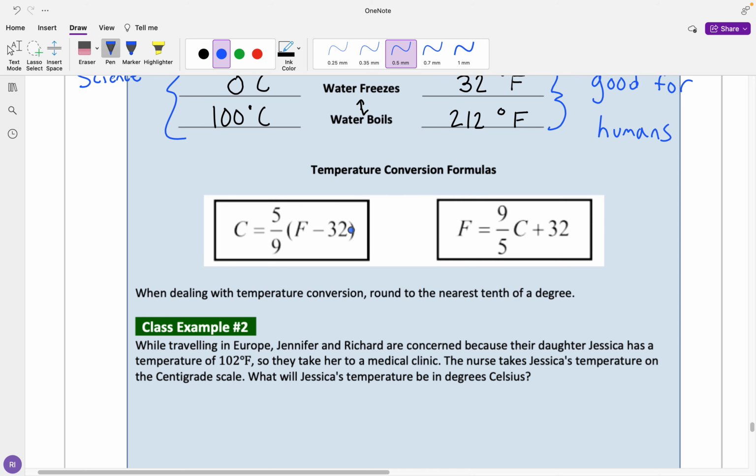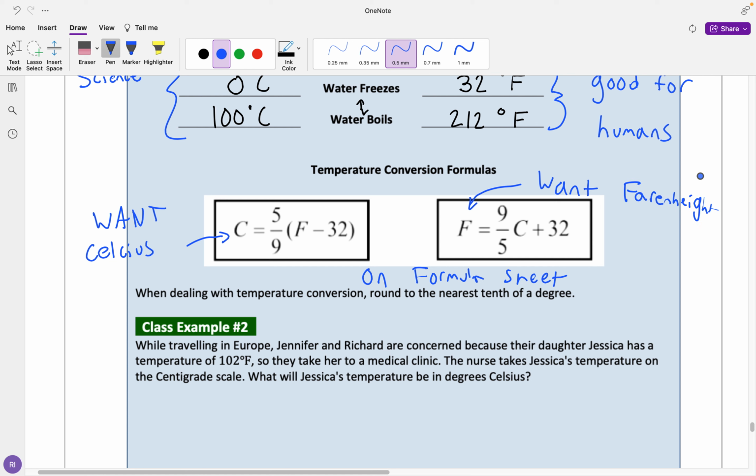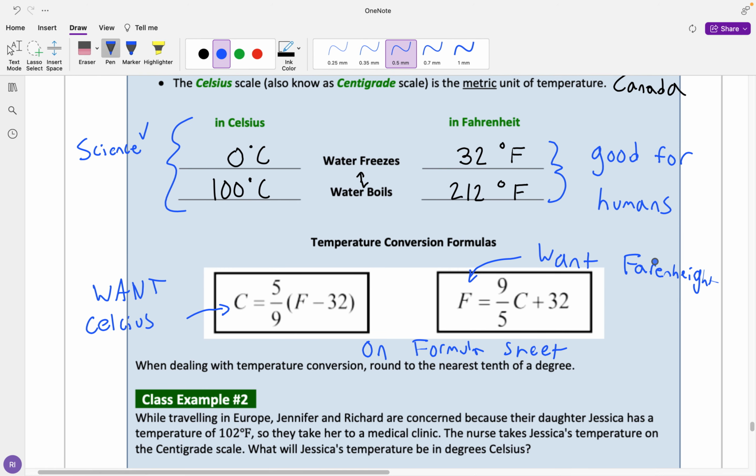Now, these are not things that you have to memorize. They're on the formula sheet. This one on the left, this is if you want Celsius. And the one on the right, you're going to use if you want Fahrenheit. Definitely spelled that wrong.